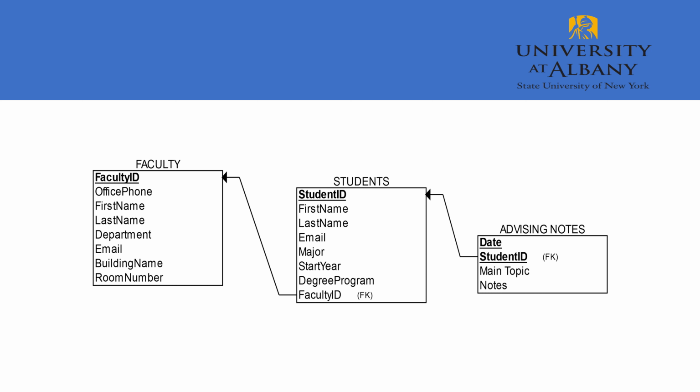Our next step, as I mentioned in the previous video, is to create the faculty table from this relational schema. And unlike with the advising notes, which we created from scratch, we will import the faculty table from Excel. So let's switch to Access and see how we do that.